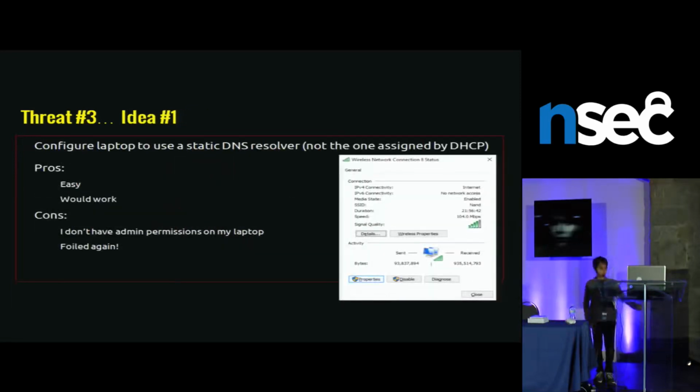Okay, so I figured out how it works. Now I need to figure out how to circumvent it. My first idea was to configure my laptop to use a static DNS resolver, not the one assigned by DHCP. So it has some pros and some cons. It's easy, and it would work. But one tiny problem, I don't have administrative permissions on my laptop, so I can't do it.